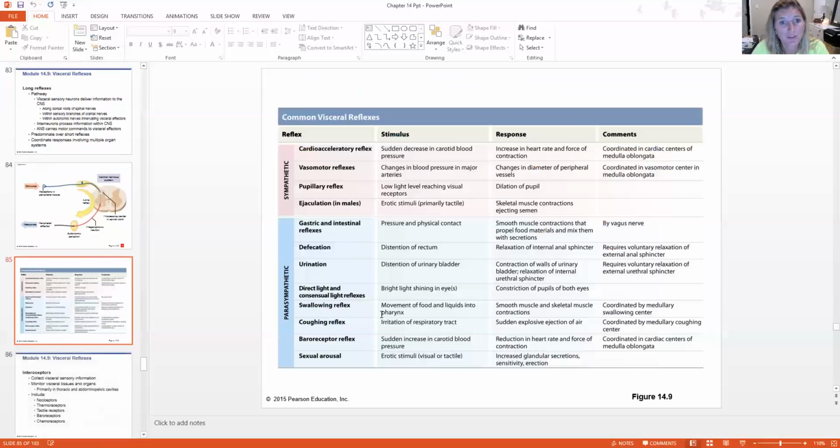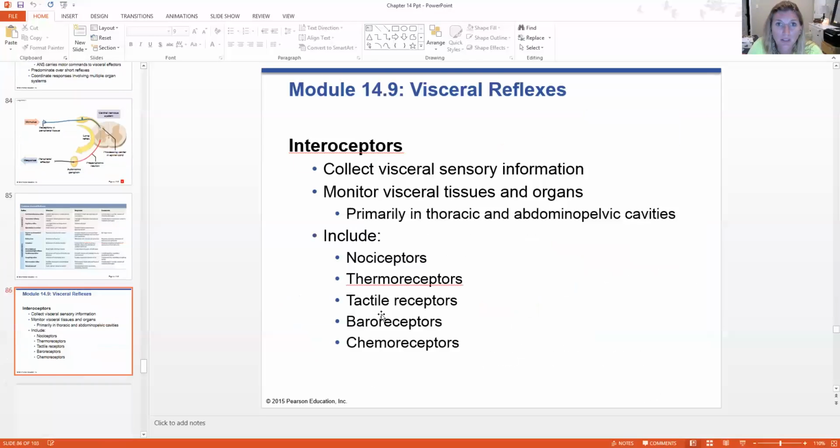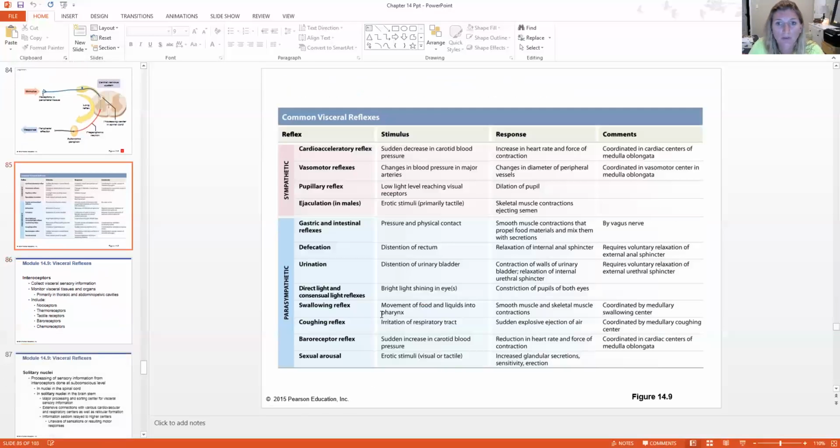Here are some common visceral reflexes: cardiocirculatory, vasomotor, pupillary, ejaculation, defecation, urination. These are all reflexes. Coughing, baroreceptor, swallowing. Again, all reflexes that have a stimulus and a specific response.